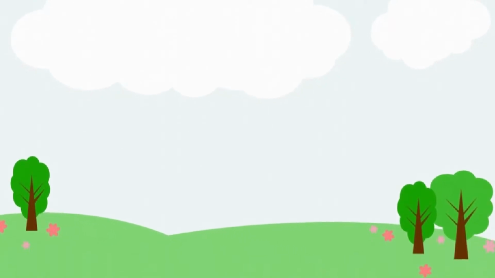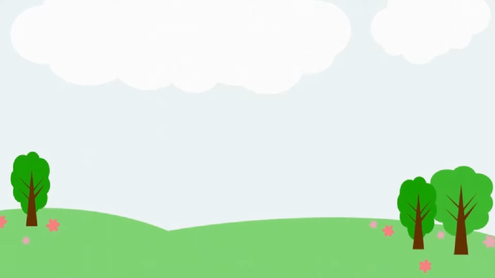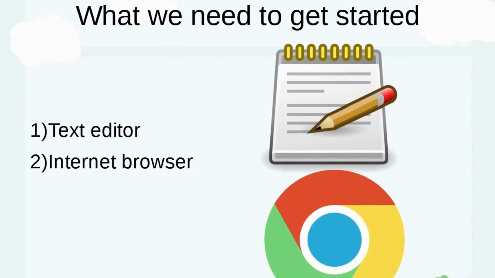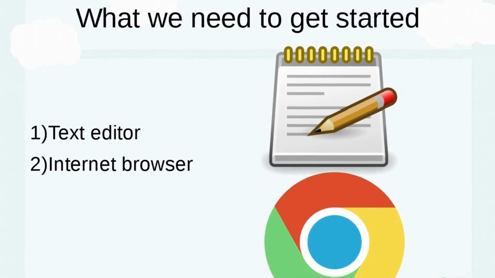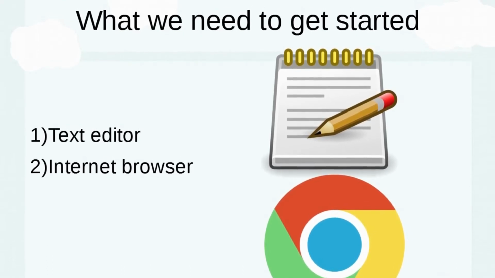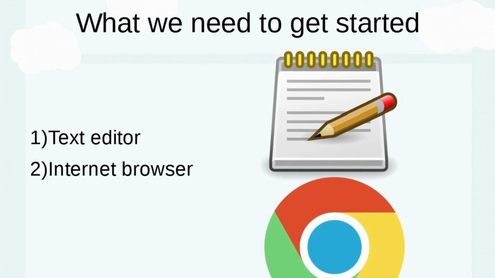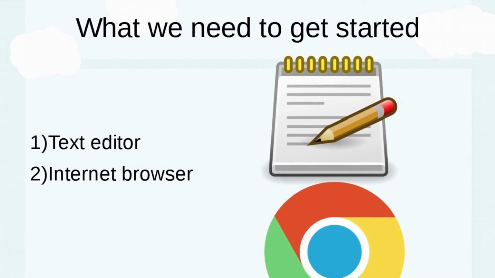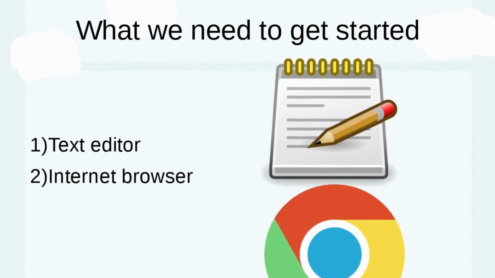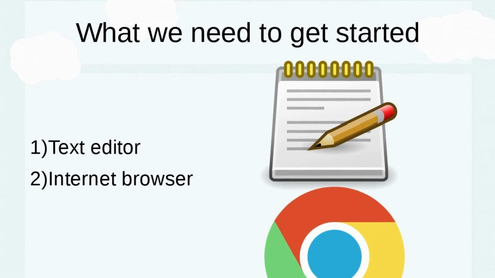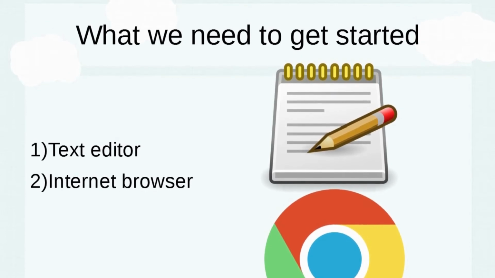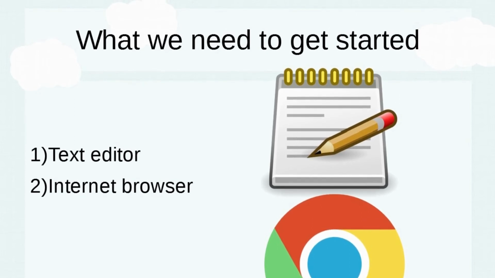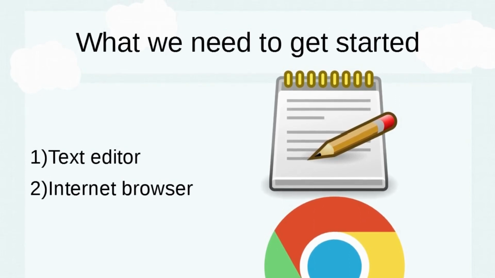Okay, let's go to the basic instructions for this course. What we need to get started: we just need a text editor and an internet browser. As the text editor we will use Visual Studio Code. You can also use Notepad++ or Sublime Text or Atom. That is also good, but I prefer Visual Studio Code. I used all of them. For the internet browser you can use Mozilla Firefox or Google Chrome.